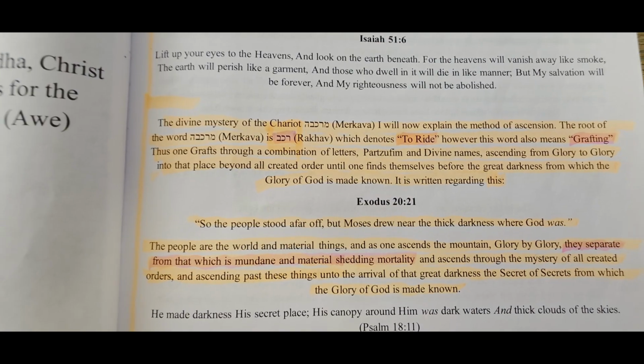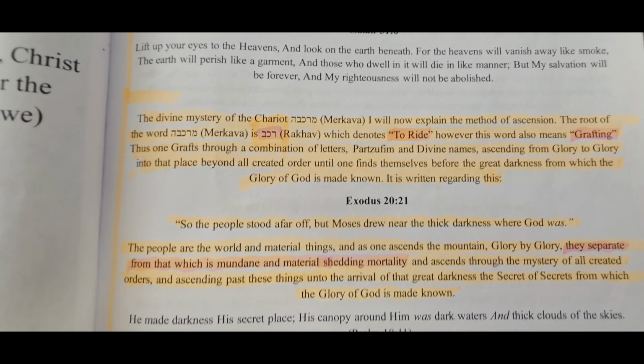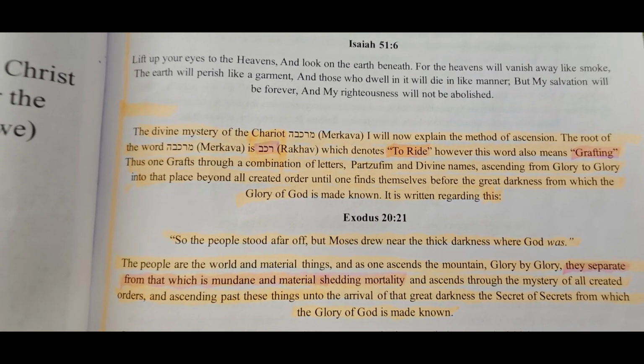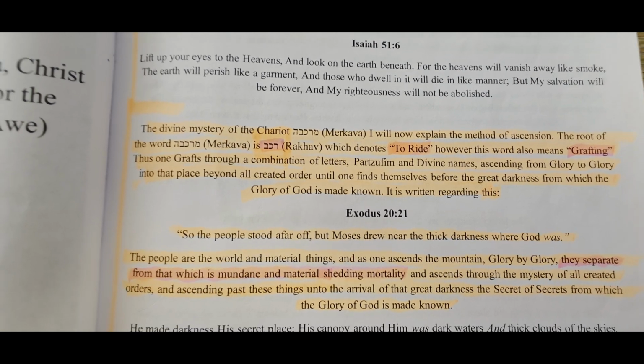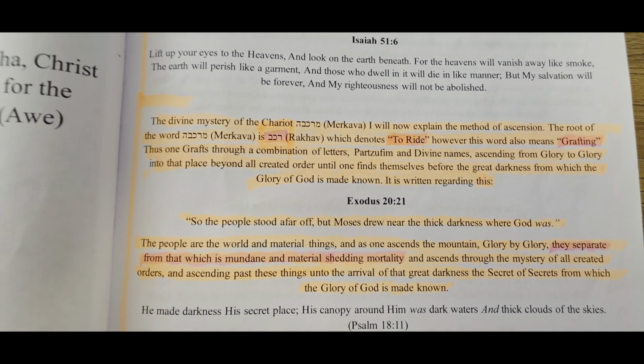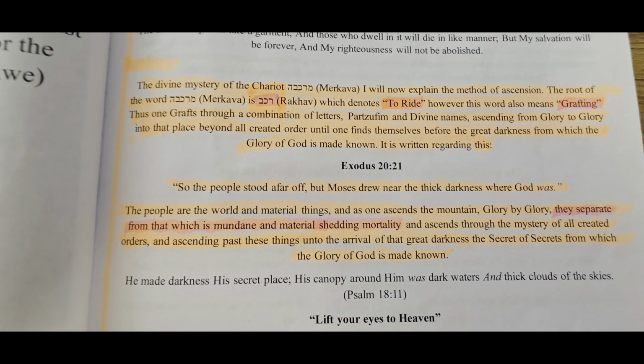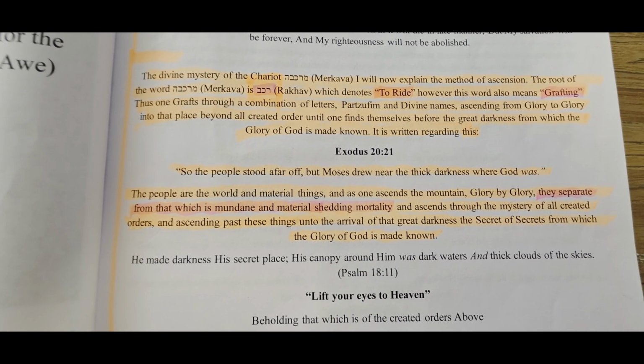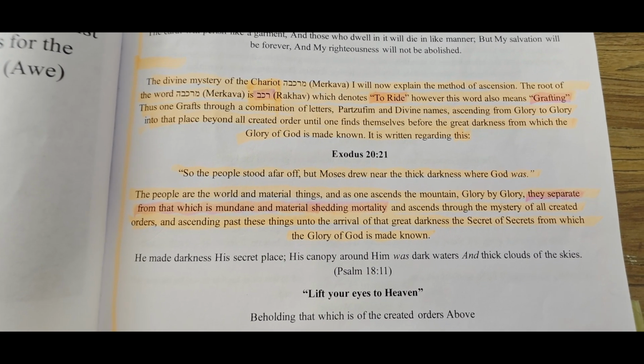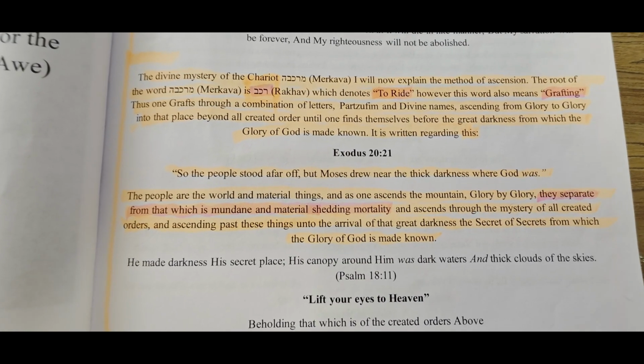beyond all created order until one finds themselves before the great darkness from which the glory of God is made known. It is written regarding this in Exodus 20:21. So the people stood afar off, but Moses drew near the thick darkness where God was.